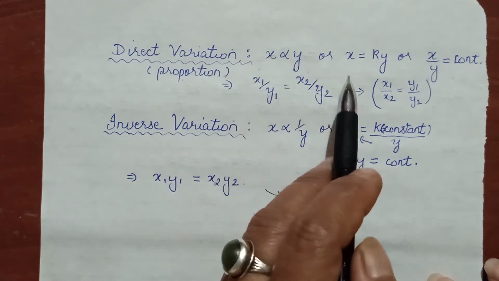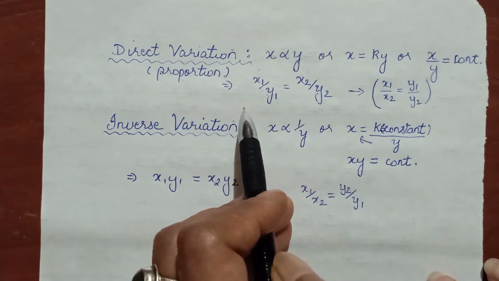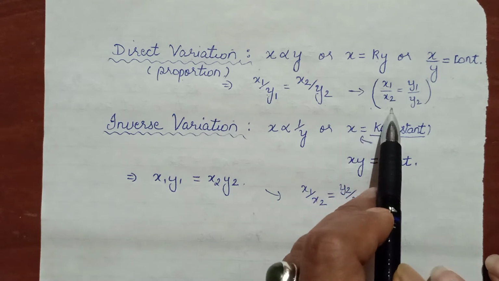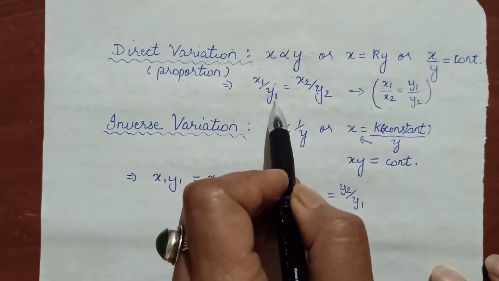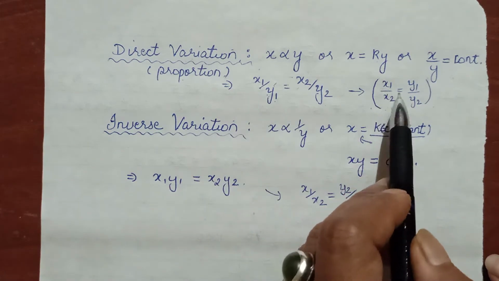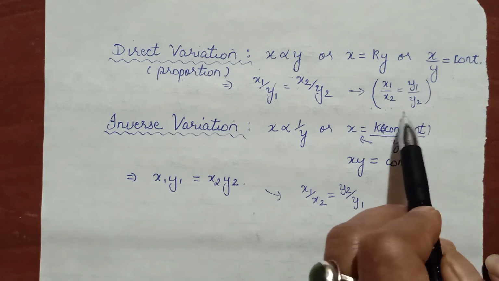Increase in one, second also increases. Decrease in x, y also decreases. As you can see, some of the books or sometimes they also use this way of calculating. It comes to the same. See, we can take this y here and get this x here. So whether you write it in this form or you write it as x1 upon x2 is equal to y1 upon y2, anyhow you can represent that.